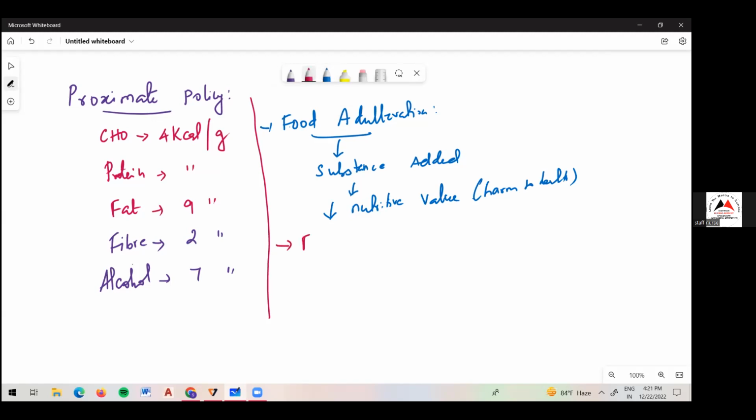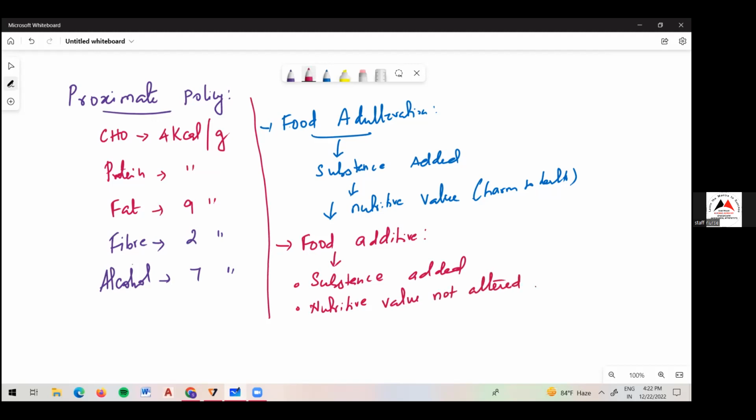Then what is meant by food additive? It is different from adulteration. An additive is some substance added to the food that does not alter the nutritive value. Some substance is added, but the nutritive value is not altered. That is called a food additive.